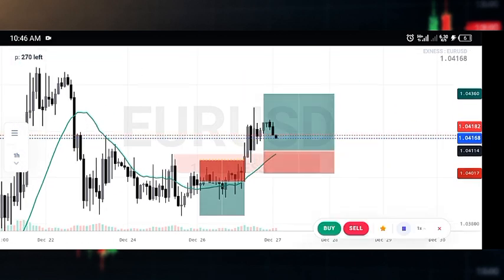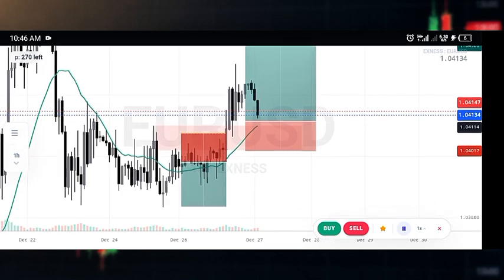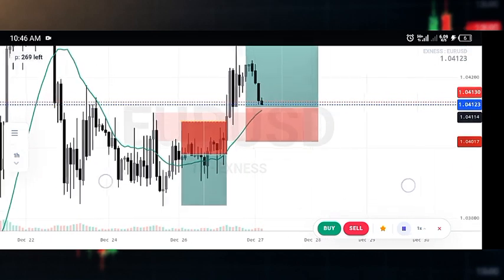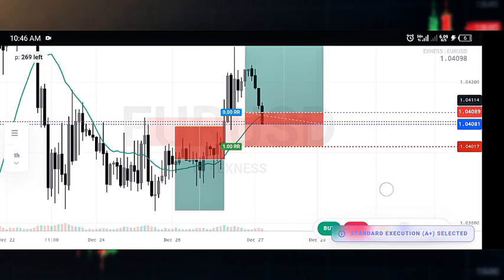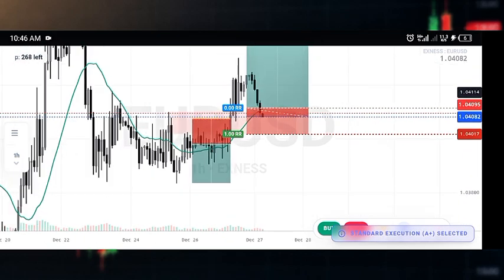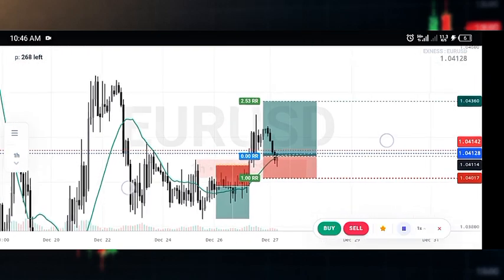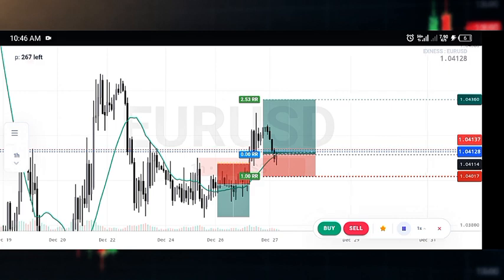No guessing. No changing the rules halfway through. No moving your stop loss because you're nervous. The purpose of backtesting is to measure the strategy, not your emotions. So every trade should follow the exact same rules.